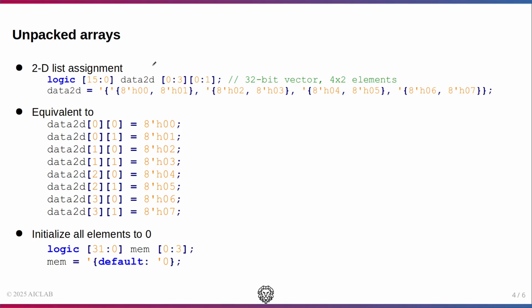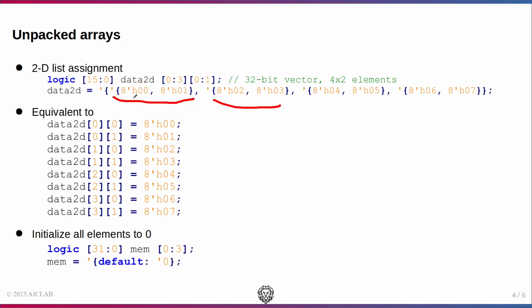Let's look at two-dimensional list assignment. Here we define data_2D, which has 4 rows and 2 columns, and each has 16 bits. We can use this syntax to assign value to data_2D. So each inner list goes to one row. So this goes to row 0, row 1, and so on.